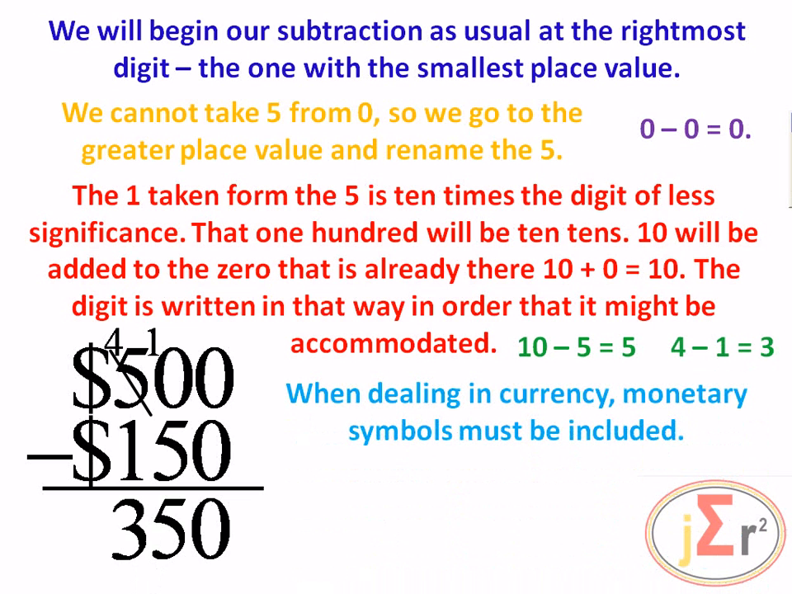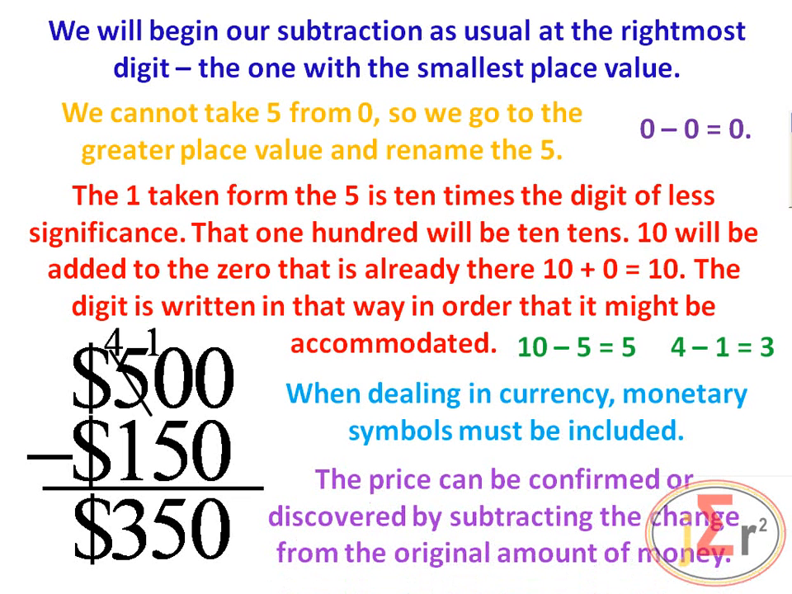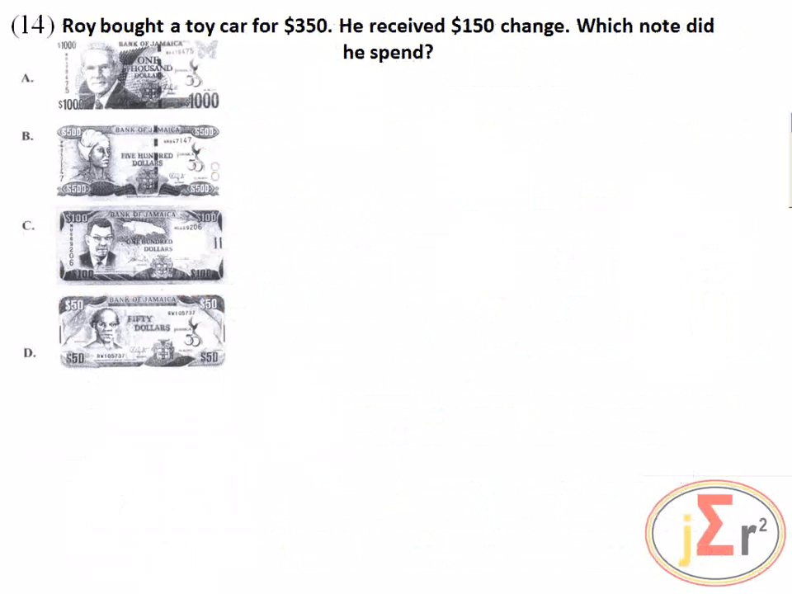When dealing in currency, monetary symbols may be included. So we need to include our dollar sign. Do you think that we have all of the problems involved? Or have we exhausted this problem as yet? No. The price can be confirmed or discovered by subtracting the change from the original amount of money. So we may confirm that the price is correct, or we may check to see what the price is by subtracting the change from the original amount of money. No, the problem was not exhausted.